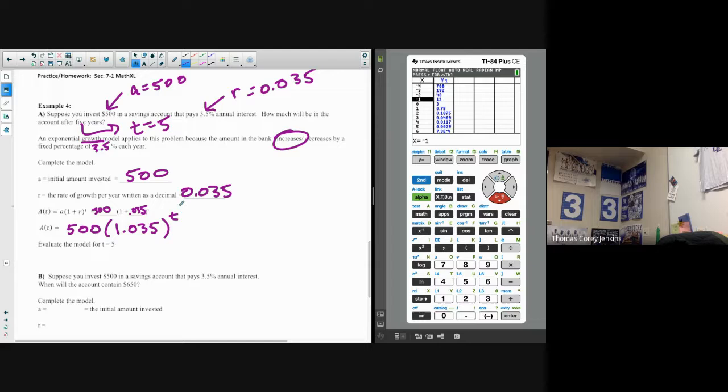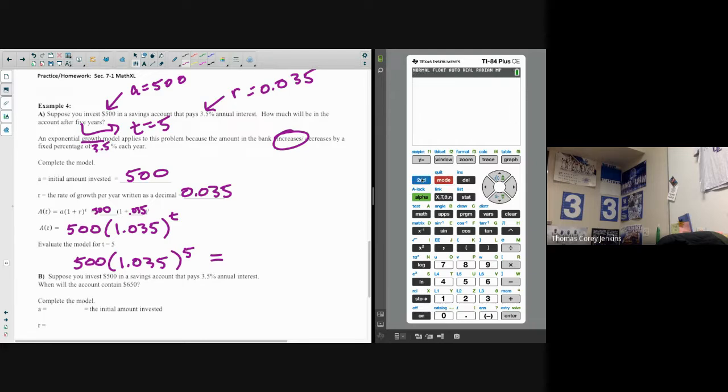So that's my model for any number of years, and then we're going to use that model to evaluate the function for t years. So that'd be 500 times 1.035 to the 5. So let's just punch it in. 500 times 1.035 to the power of 5. And that gives me 593.